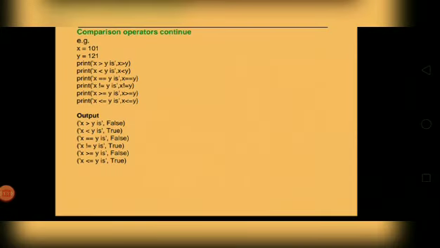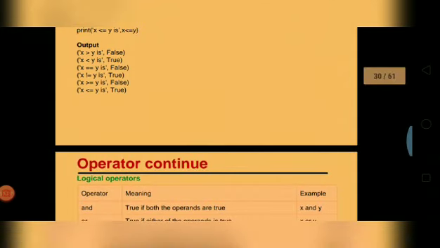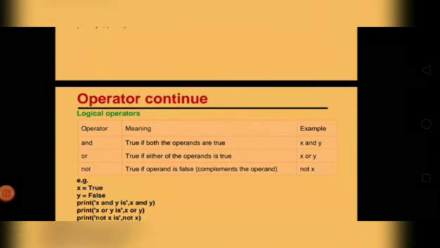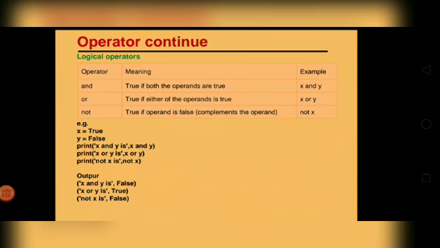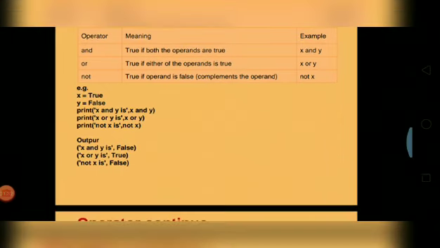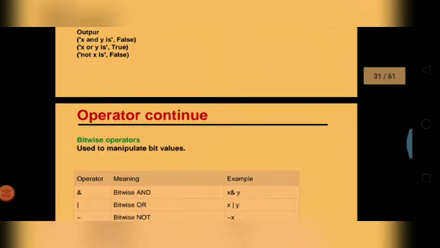What does it mean? The and operator: if you have two conditions together, and both conditions are true, then the result will be true, otherwise false. For the or operator, if any one condition is true, then the answer will be true, otherwise false. Here are some examples you can check out. Next are the logical operators: and, or, not, which we have already done. Not basically gives you a false result if it is true, and a true result if it is false, just the opposite.